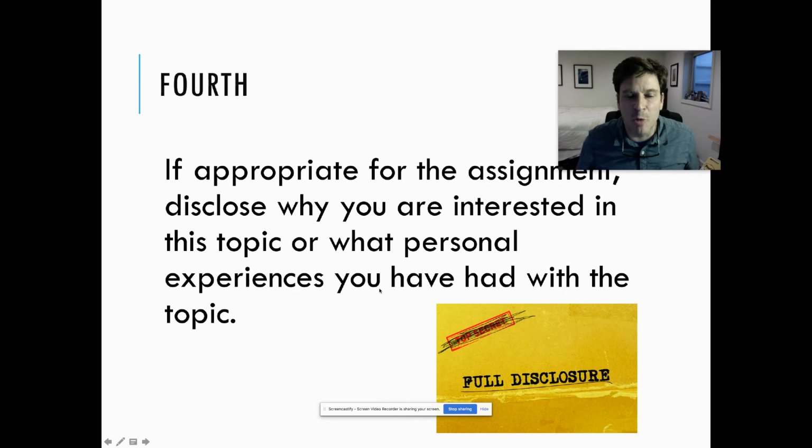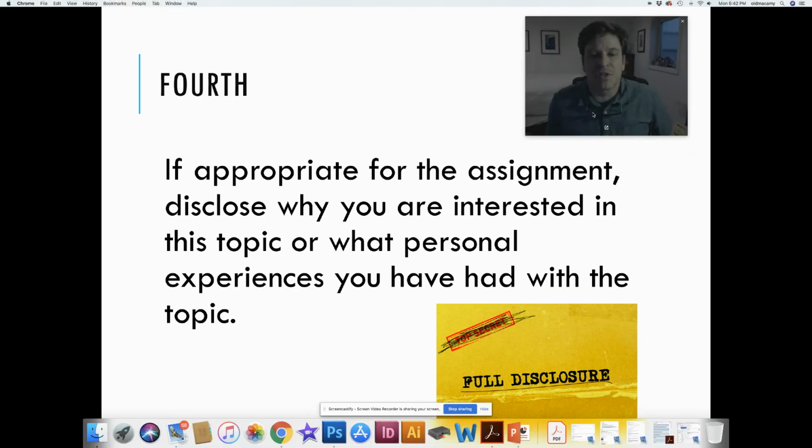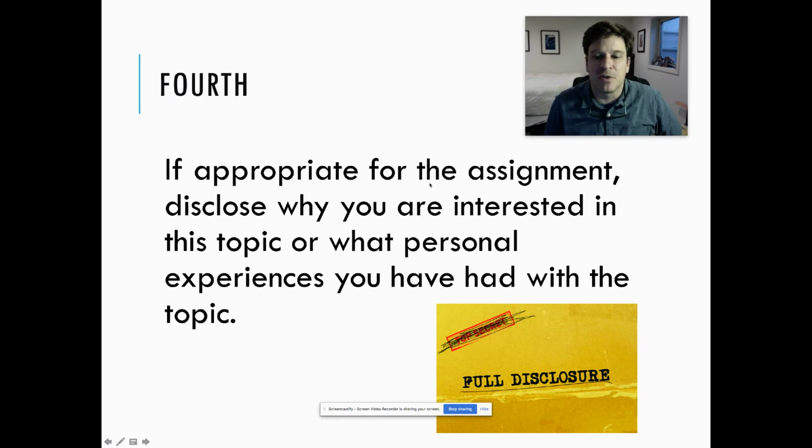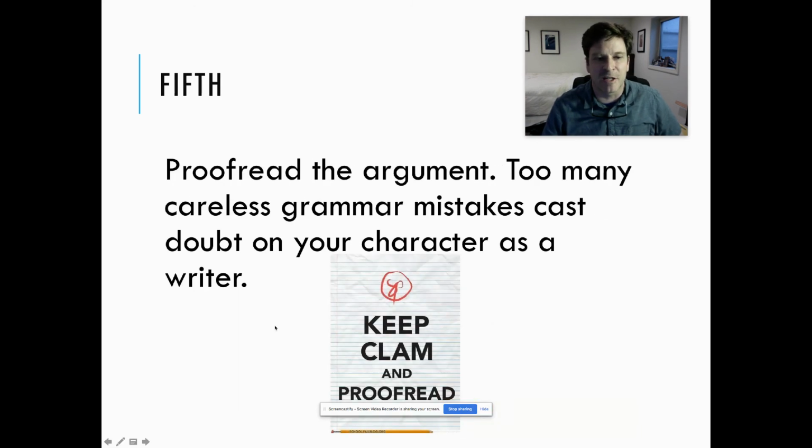Next, if appropriate for the assignment, you should disclose why you're interested in the topic or what personal experiences you've had with the topic. So for instance, in our first essay, it might be that your parents or you personally have been displaced by automation or by robots. That would be a really good thing to disclose. And it can work both ways. One side makes you think, well, you might be biased because you've been influenced or affected by it. But on the other side, people might say you have additional credibility. And I think that's the side that you should trust, additional credibility, because you've been through it yourself. So if you're a young student and you're talking about robot-proof education, you might identify that you're a college student, you're worried about education. That will build credibility because you would have firsthand experience.